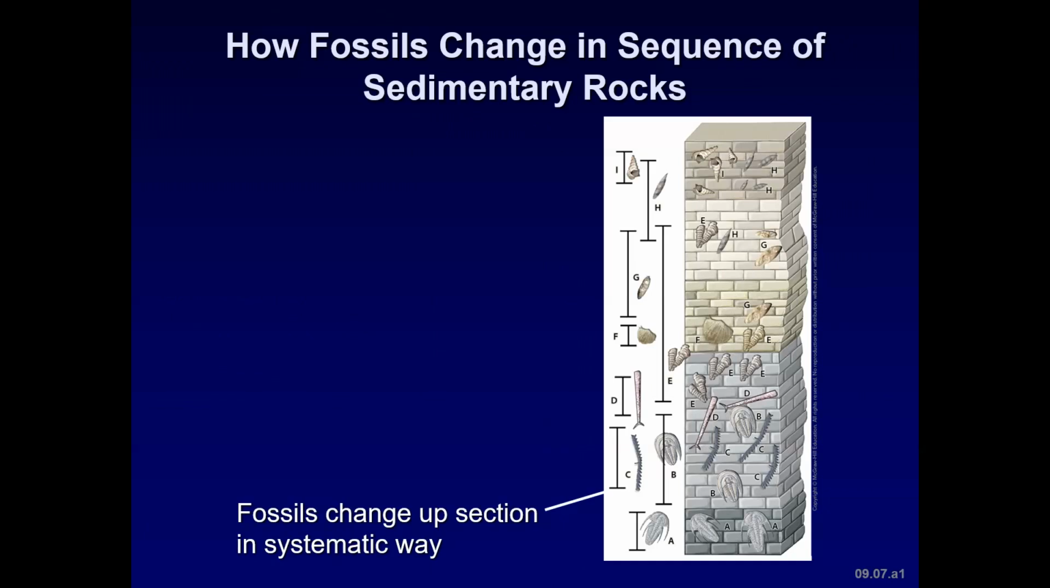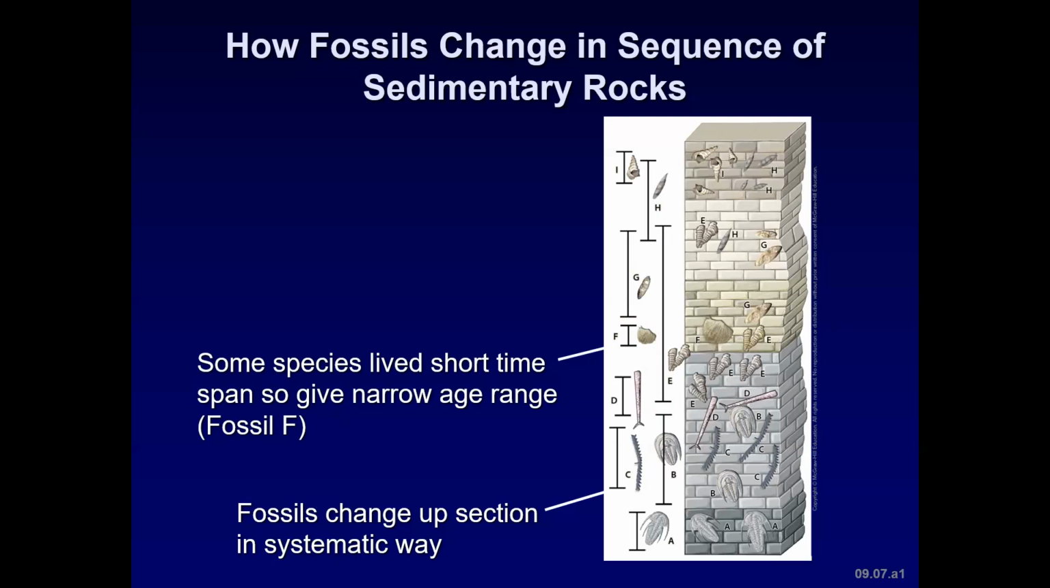What we see is that the fossils change up the section of rock in a systematic way. And what these letters are showing you is the span of where we see a specific fossil. So like this trilobite with A only occurs here in the lower units. B, we see it all the way up here. C, here. The longest span of a fossil, this looks like a gastropod, would be E. So we see it all throughout these rocks in the section. And the shortest appearance would be this brachiopod at F. We call that faunal succession.